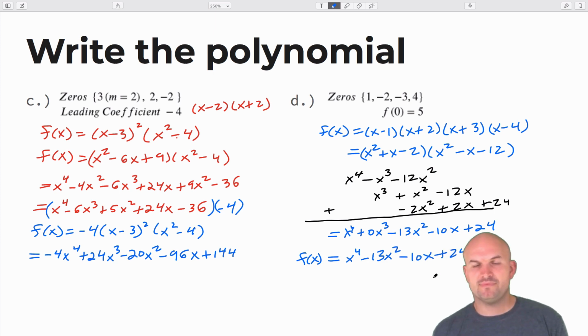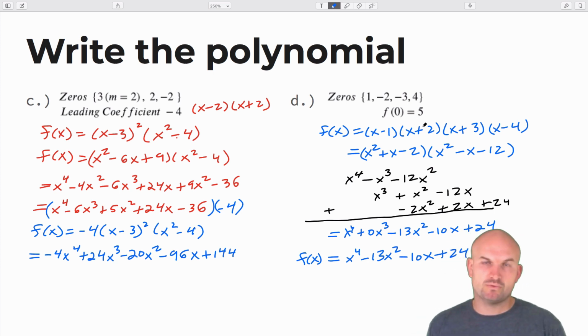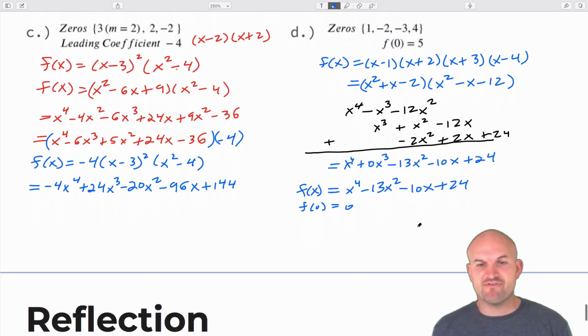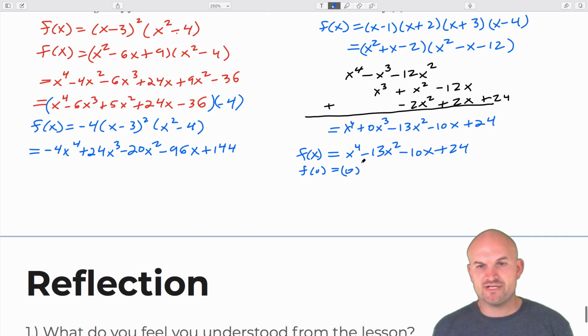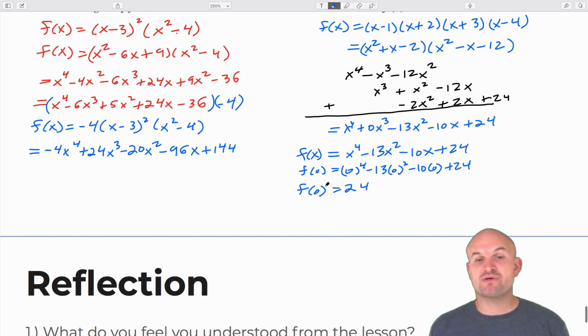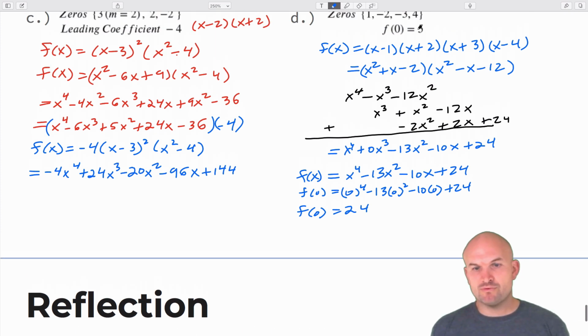Okay? Now, the point that we need this to matter is f of 0 equals 5. So when I plug in f of 0, let's figure out what that is. F of 0 is going to make each and every one of these terms equal to 0. Hopefully you guys recognize that. So we have f of 0 equals 24. That does not equal 5. So what we're going to do is say, well, we want f of 0 to equal 5.